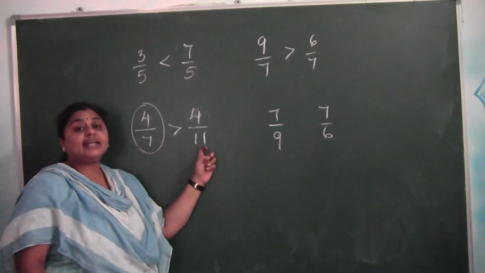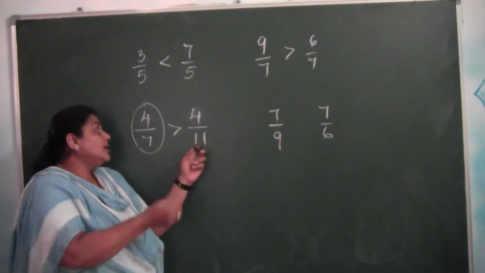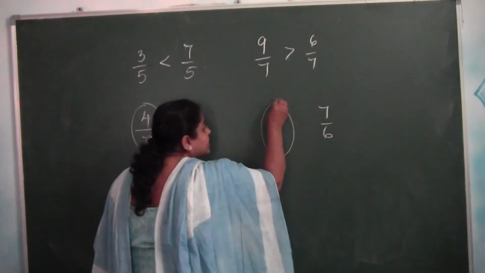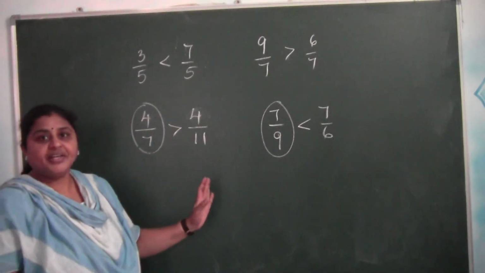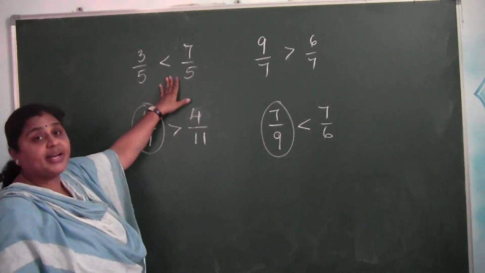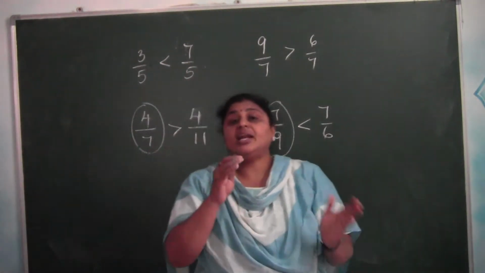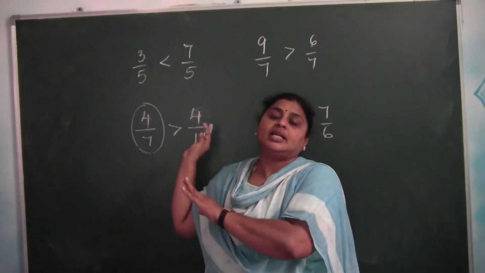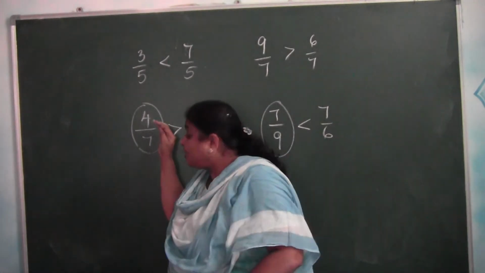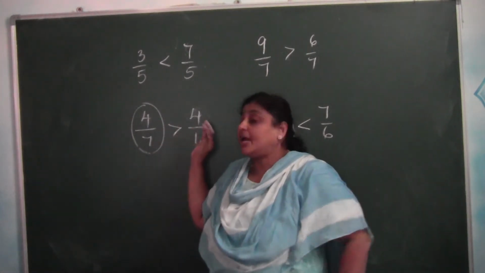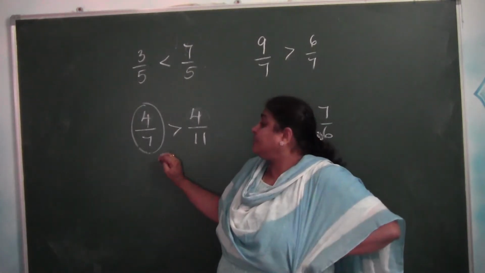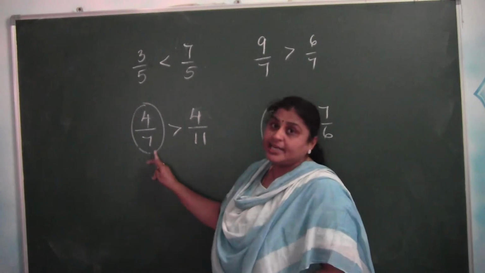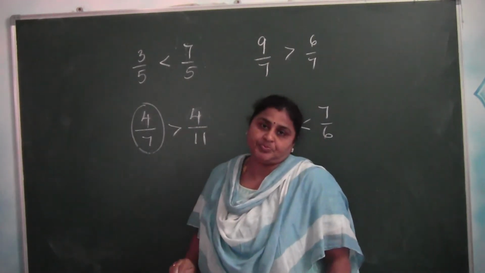Now 7 is less than 11 generally. But in terms of fractions, the 7 is less, but the fraction is greater. 9 is greater, but this fraction is less. Did you find the difference between here and here? Like fractions are very easy for us. If denominators are the same and the numerator is less, that particular fraction is less. If the numerator is more, then that fraction is greater. But when numerators are the same and we are comparing the denominators, if the denominator is less, that particular fraction is greater. If the denominator is more than the other denominator, then this is the smaller fraction. That is the only difference.